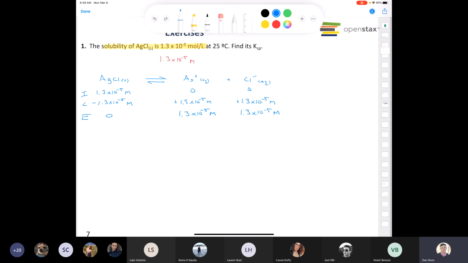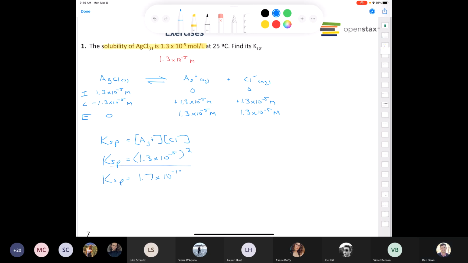Anyhow, now let's write an expression for our KSP. KSP, our solubility product constant, is going to be equal to the concentration of silver ions times the concentration of chloride ions, because both of those are aqueous. Anything that's a solid, we do not include it. And so our KSP is going to be equal to 1.3 times 10 to the negative 5, and then we're going to square that, and we get KSP is equal to 1.7, 2 sig figs, times 10 to the negative 10.